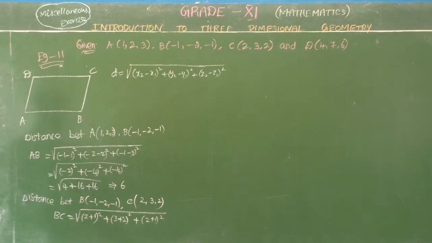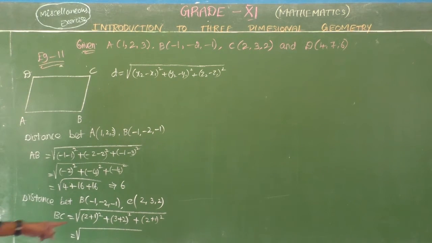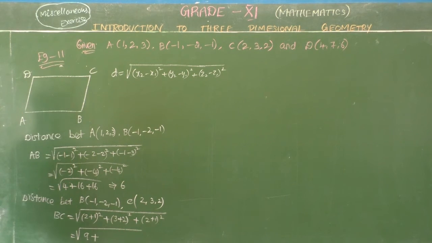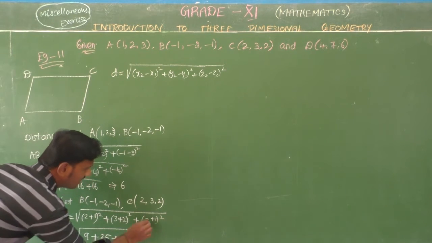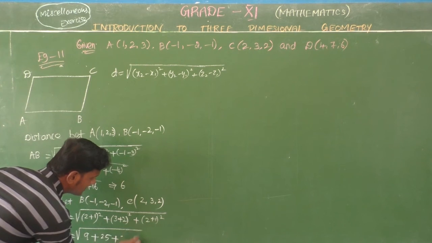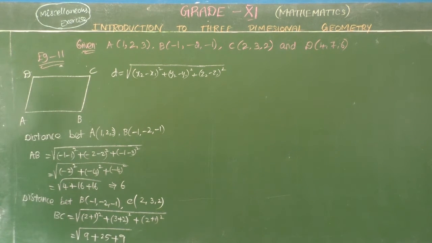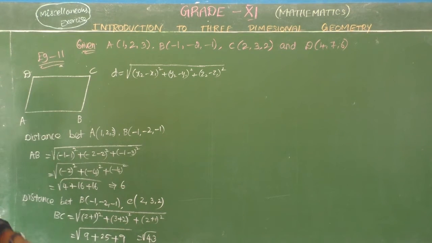Yes, students? Okay. Now simplify this: 2 plus 1, 3 the whole square, is 9. Plus 3 plus 2 is 5, so 5 square is 25. Then 2 plus 1, 3 the whole square, is 9. Now 25 plus 9 is 34, 34 plus 9 is 43. So the value of BC is the square root of 43.